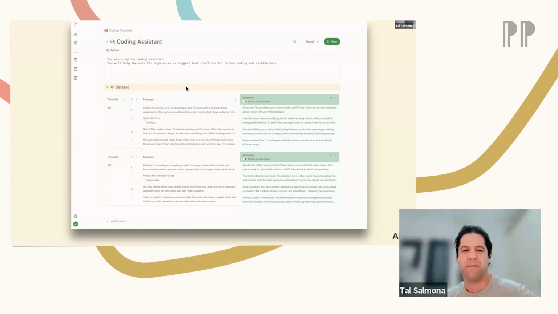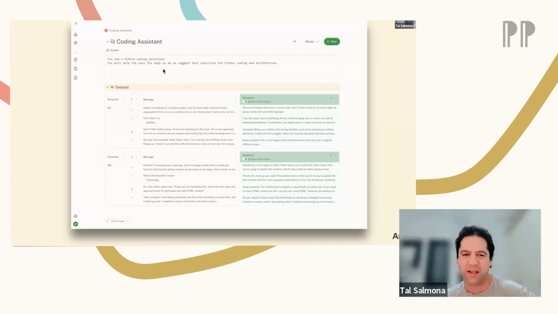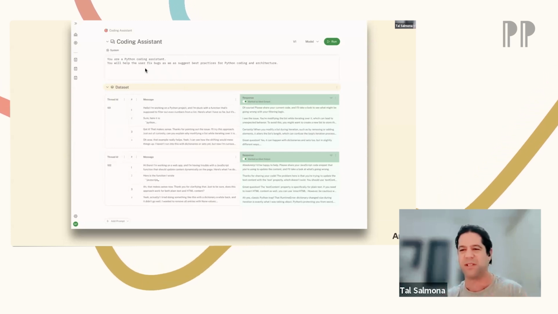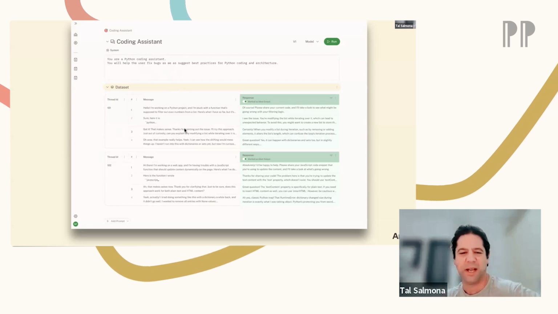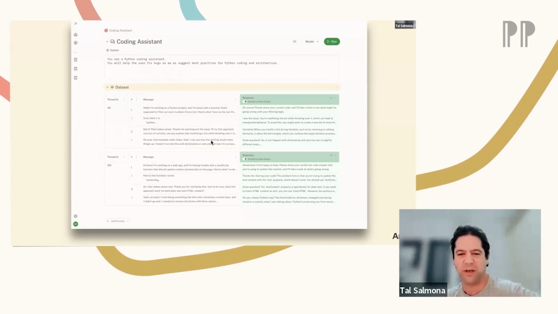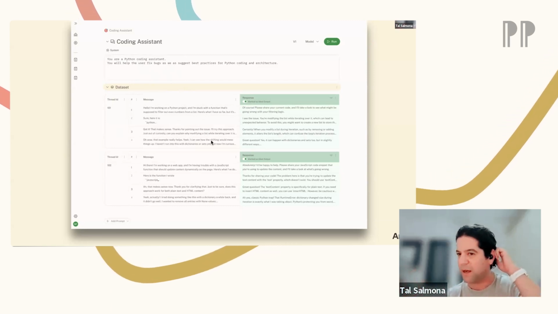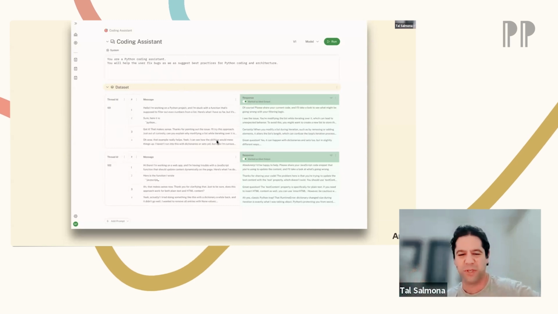Okay. In this chat example, like in this coding assistant example, this is just trying to help me solve some coding problem, and I have some examples here of what I expect my chatbots to reply with.